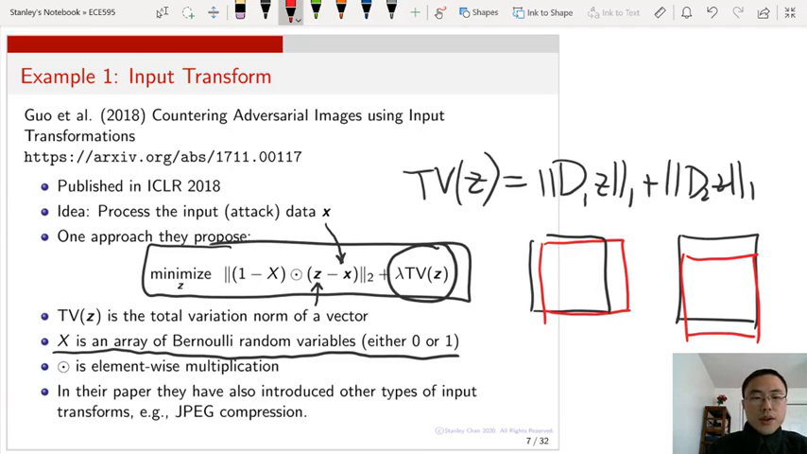So basically what this optimization problem says is this. I have an observation x and it is noisy, and I want to find an optimization variable z such that the distance between z and x will be minimized.